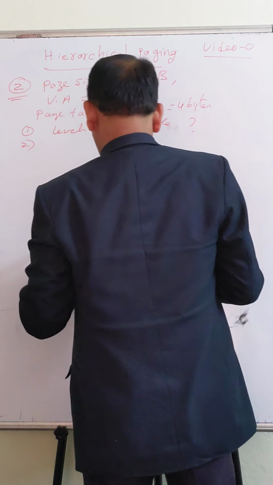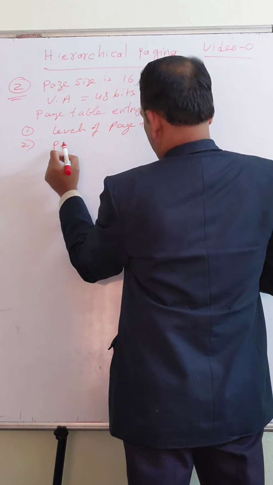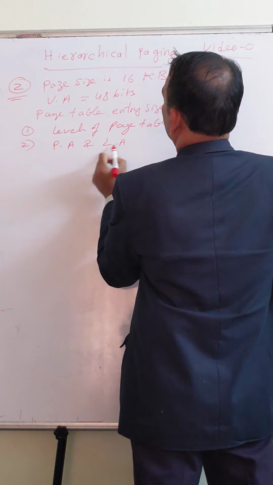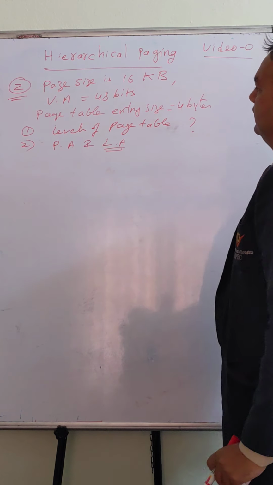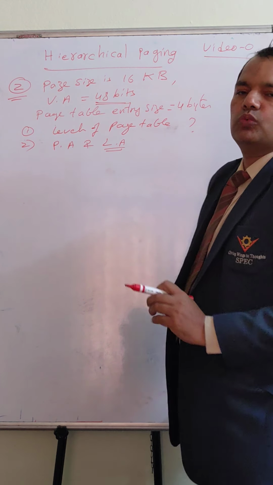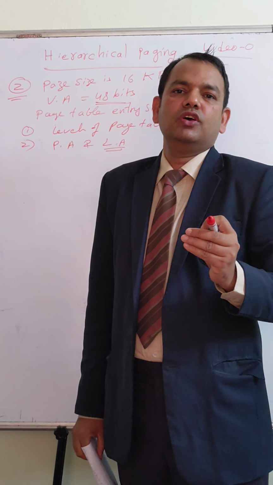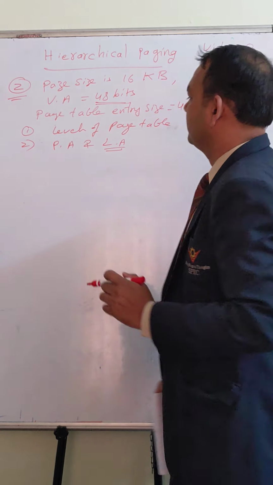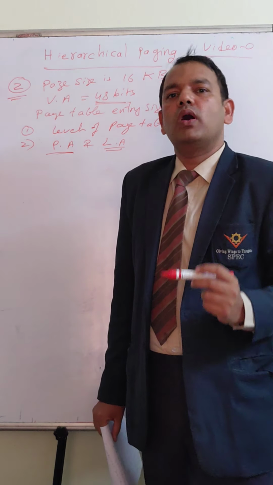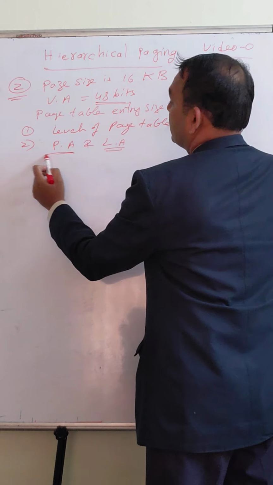Second question, physical address and logical address. Physical address, PA, and logical address. Okay. The given is VA is 48 bits. With 48 bits, what is the size of the secondary memory? A process needs how much memory, that is VA. Physical address means RAM size. What is the required RAM size? How to calculate the size of the RAM?